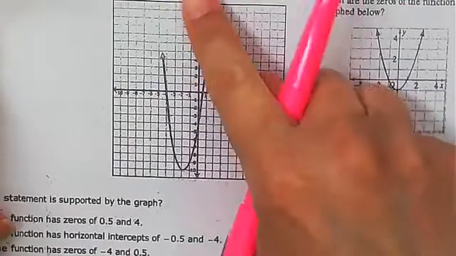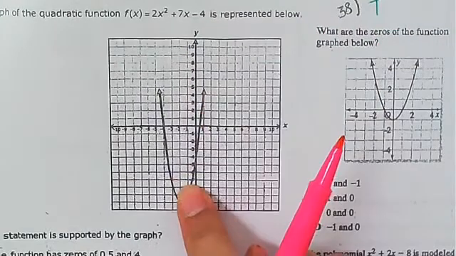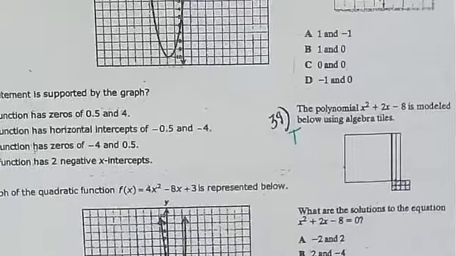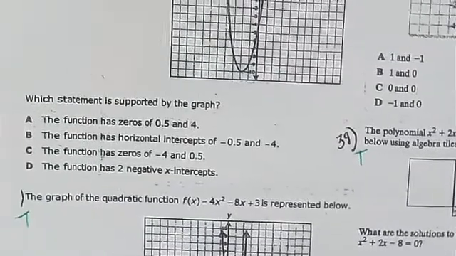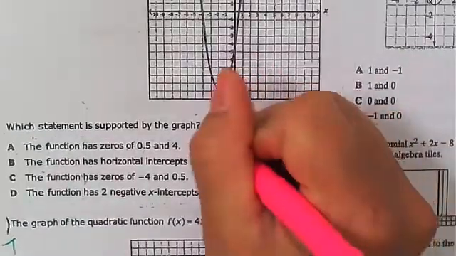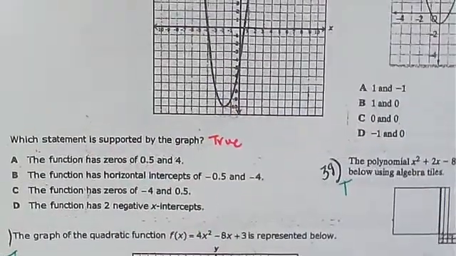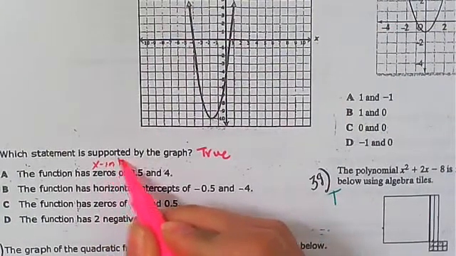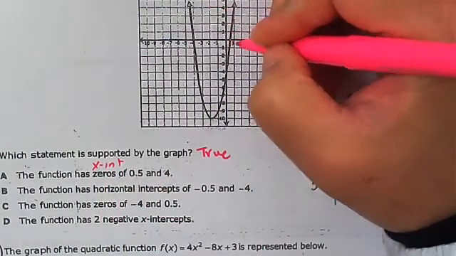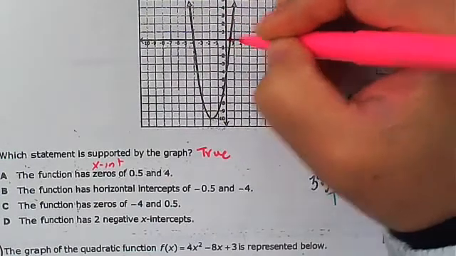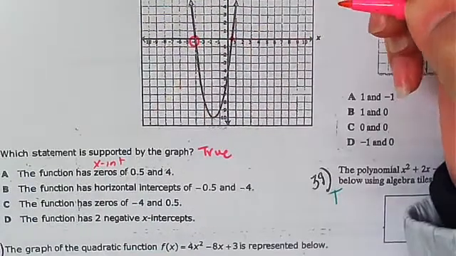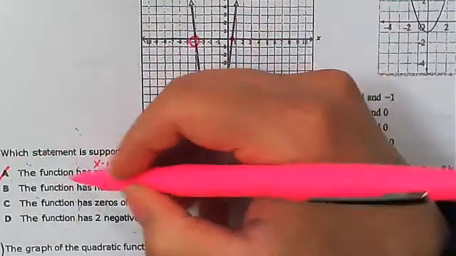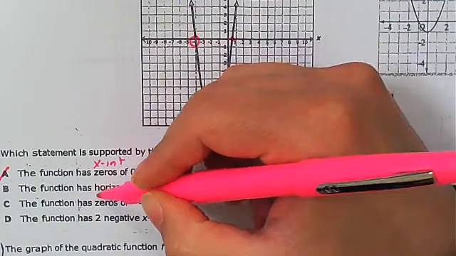Okay, this one right here, number 36, I believe. So I give you a quadratic. In fact, they graph it for you. And then they're saying which statement is supported. So in other words, find something that's true about it. All right, is it true that the zeros, that the x-intercepts are 1/2 and 4? 1/2, yes. 4, no, because it's -4.